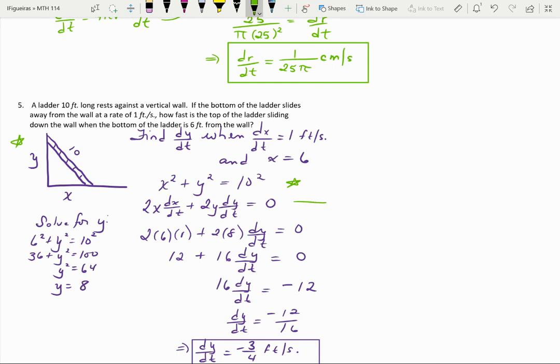So now we're on this line. We're taking the derivative of both sides. The derivative of x squared is 2x dx/dt. The derivative of y squared is 2y dy/dt.